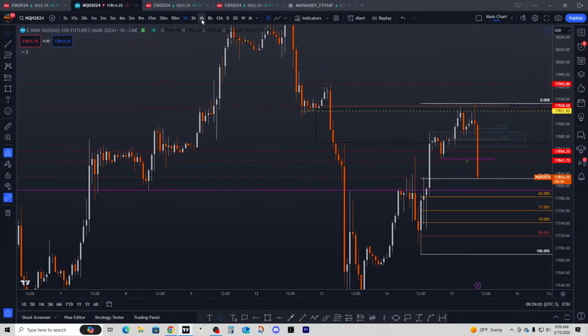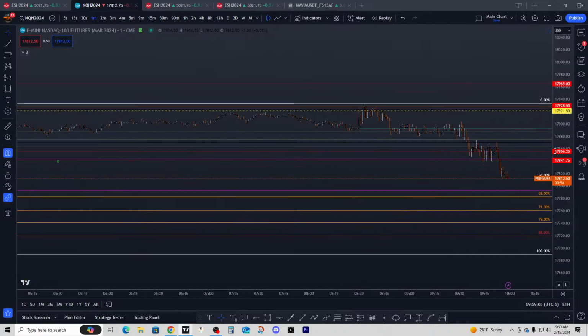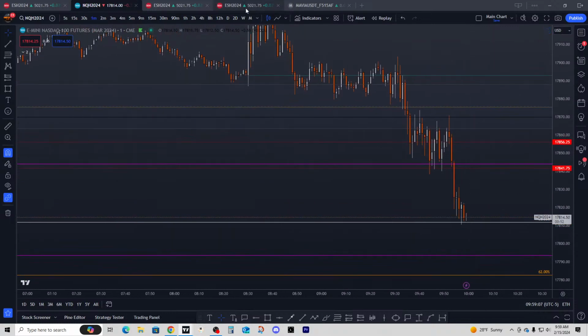Right at 50%. And 1 more minute left until we close. Let's see how bearish this one's gonna be. We're back. Grab another coffee here. Let's see what we get.